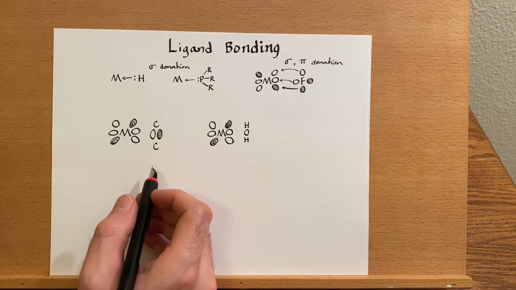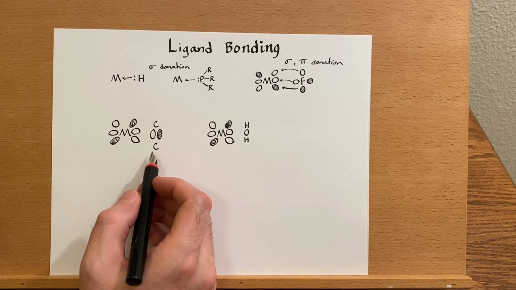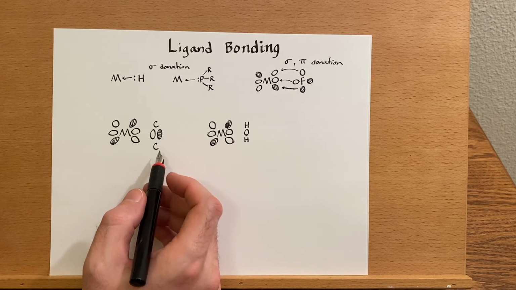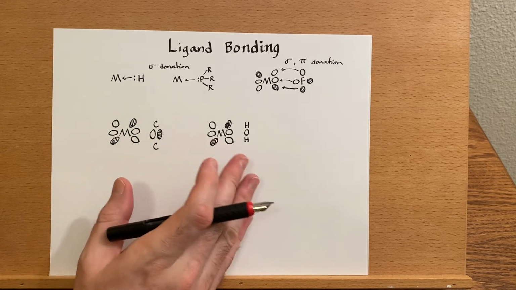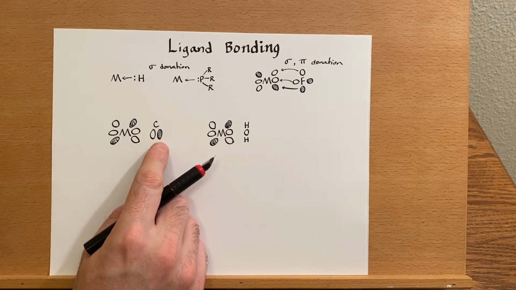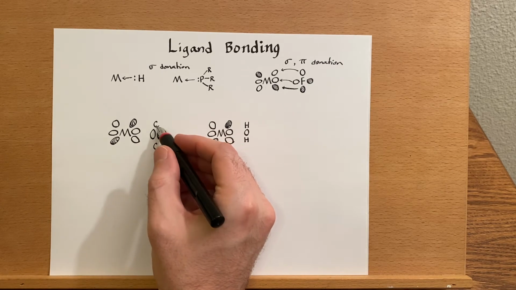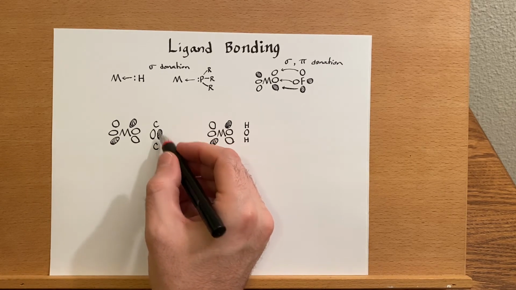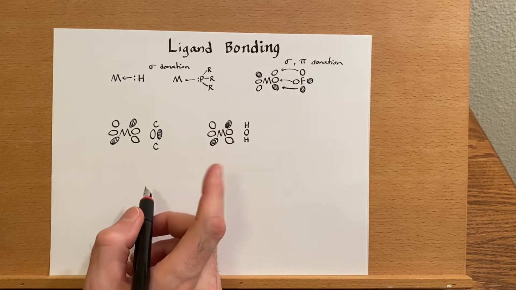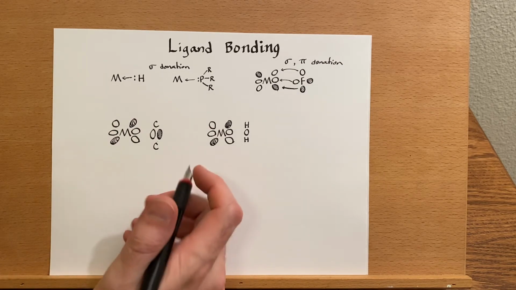Now, let's come down here and let's talk about ethylene. So a carbon double bonded to another carbon. I have just drawn the carbon pi bond. I did not draw the sigma bond, but there's a sigma bond existing between these two carbon atoms, as well as a pi bond. But the pi bond is the one that's going to interact with the metal orbital, so that's the one I've drawn.